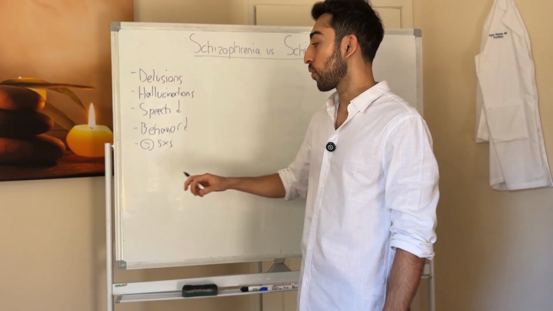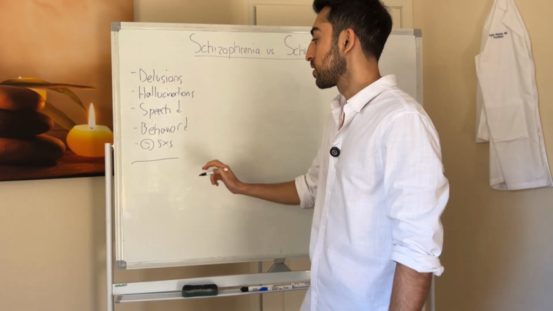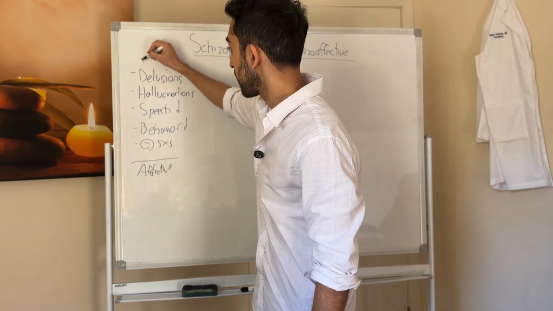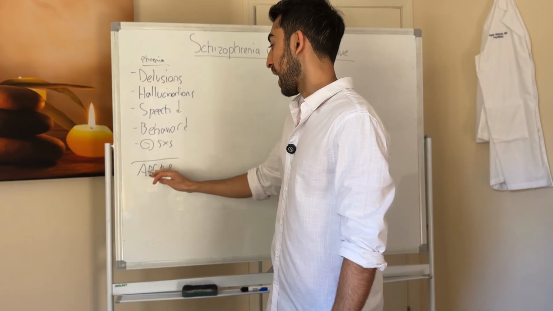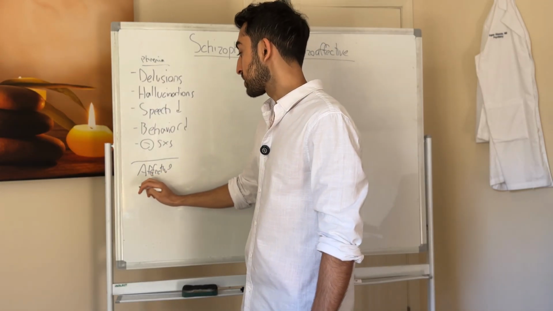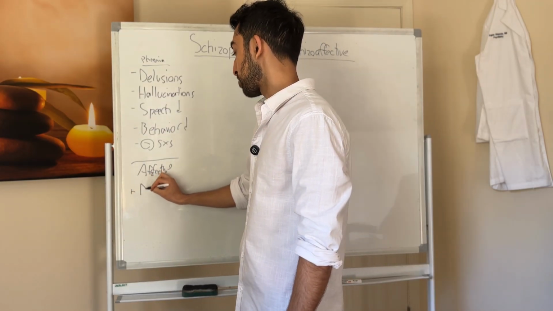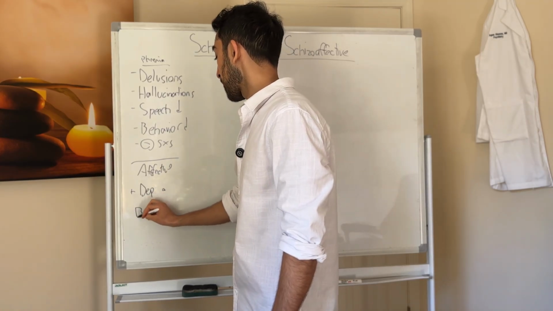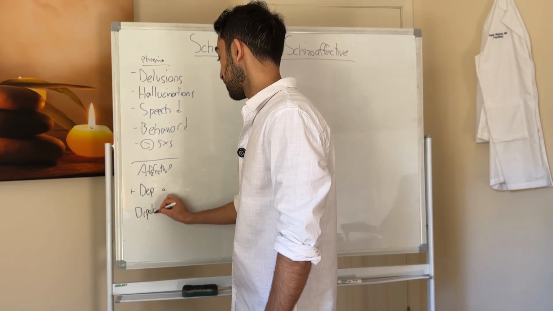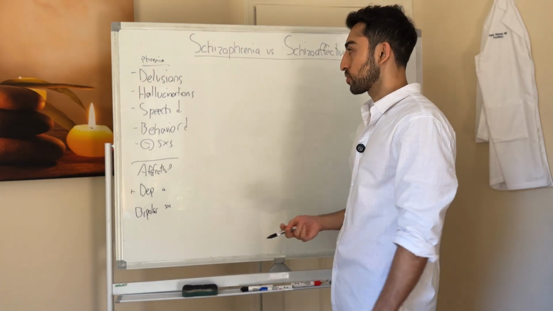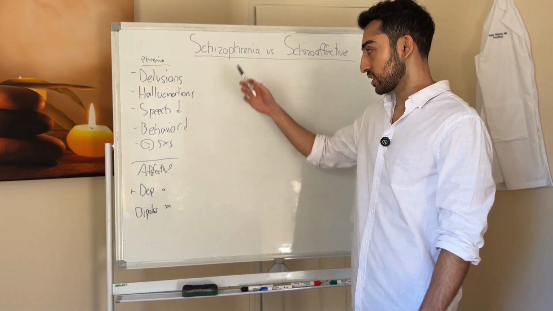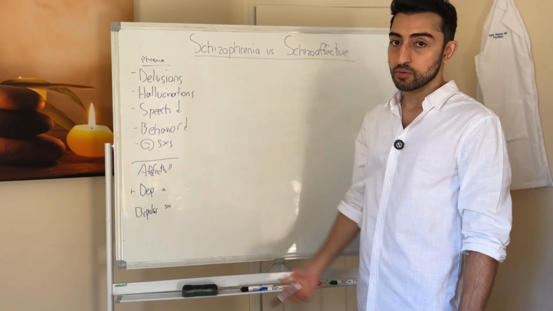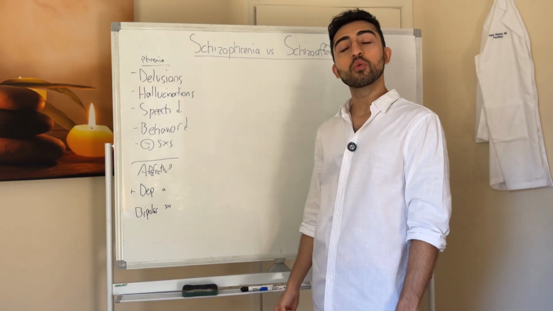But now with schizoaffective disorder, so with affective, so this is phrenia, but now with the affective component, what this adds is plus depression symptoms or bipolar symptoms. So that's essentially the difference between schizophrenia and schizoaffective. Schizophrenia, you have all this. Schizoaffective adds in either major depressive disorder or a bipolar component to it.